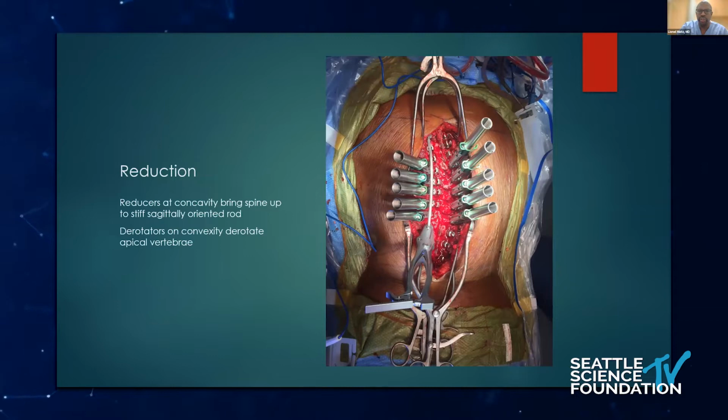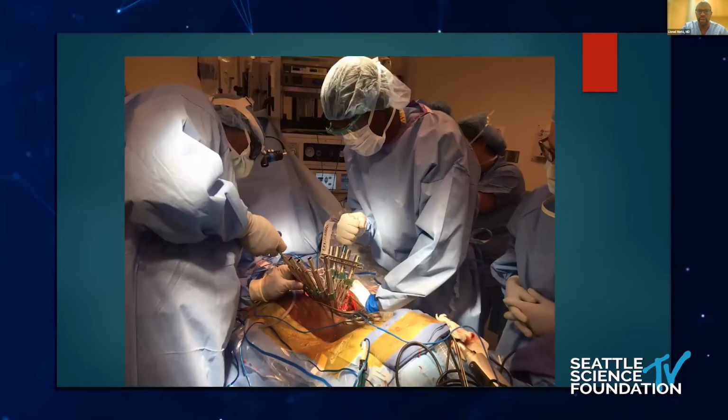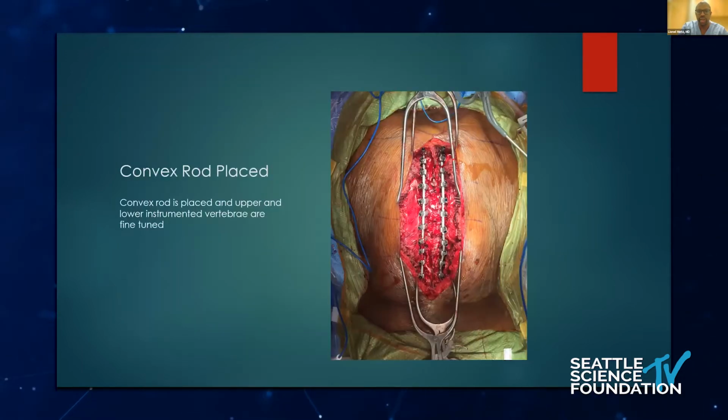And for reduction, rather than a CD derotation maneuver, I use a bulk derotation maneuver to try to bring the spine up to that hyperkyphosed rod, and using derotators from the opposite side, try to lock in as much kyphosis as we can get.